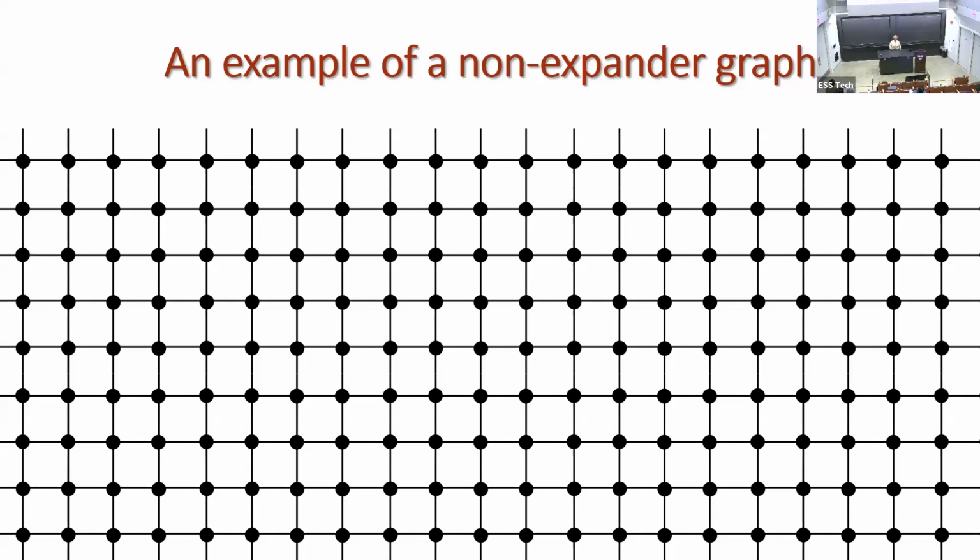What's a good way to see it? You can look at the set of d-squared vertices, like a d by d part of this grid. The number of edges going out is 4 times d. But the number of vertices there is d squared. So the number of edges is d squared times some constant. So most of the edges stay inside, and only a tiny fraction of the edges go out.